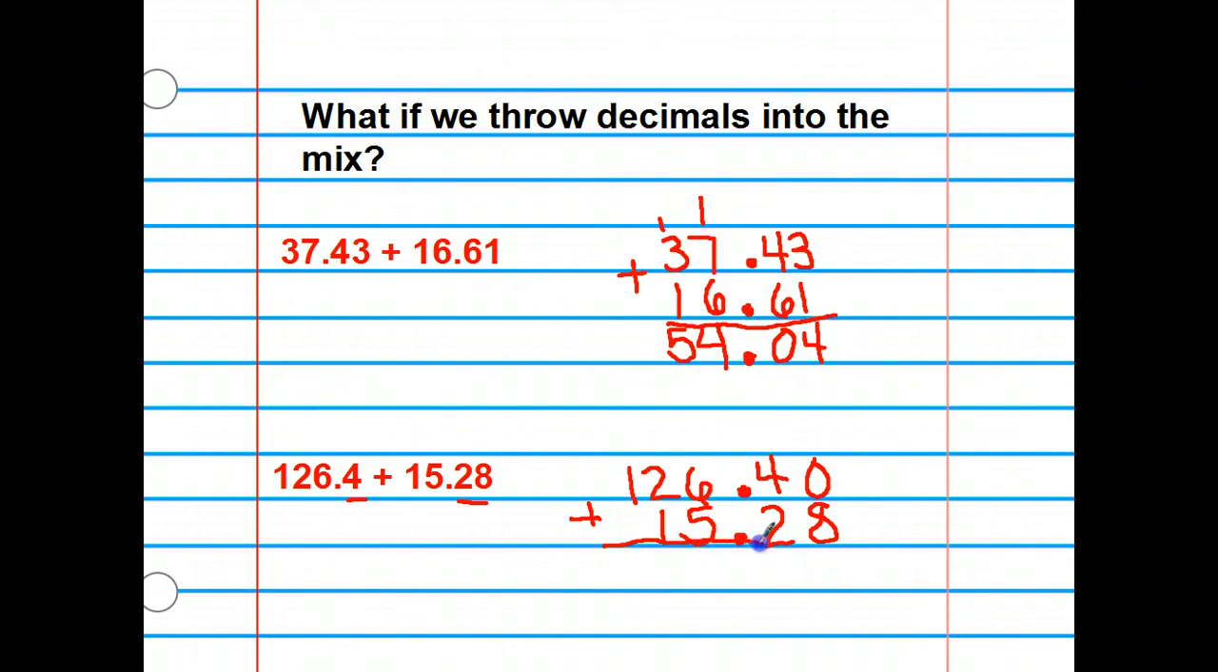But I have to have my hundredths lined up with my hundredths, and I have to have my tenths line up with tenths. 8 plus nothing is 8. 4 plus 2 is 6. Decimal drops straight down. 6 plus 5 is 11, which includes 1 unit and 1 ten, 2, 3, 4, and 1. And I end up with 141 and 68 hundredths.